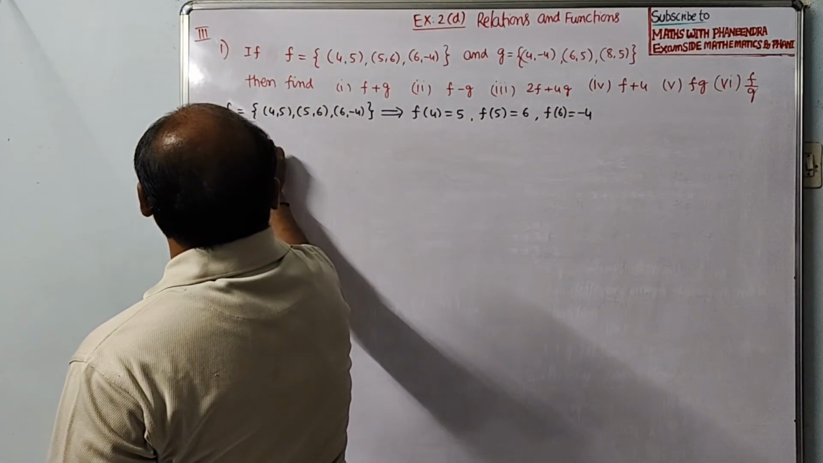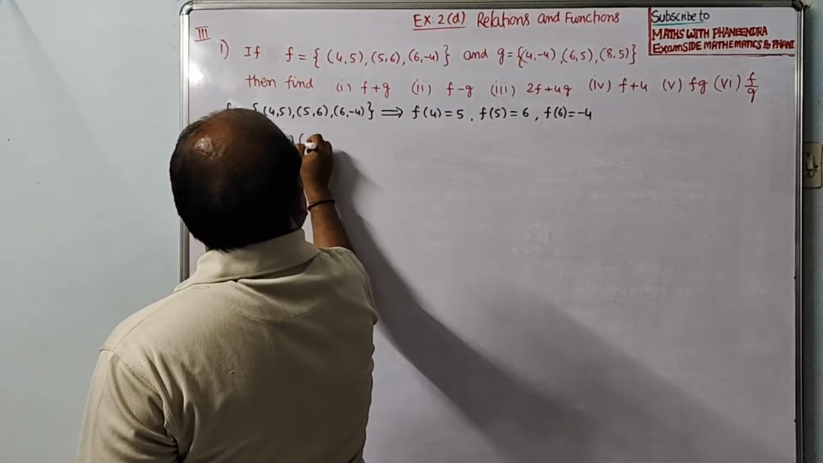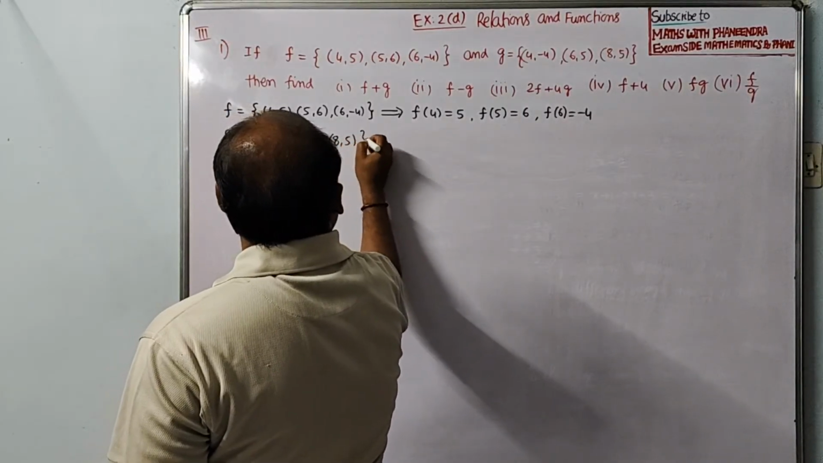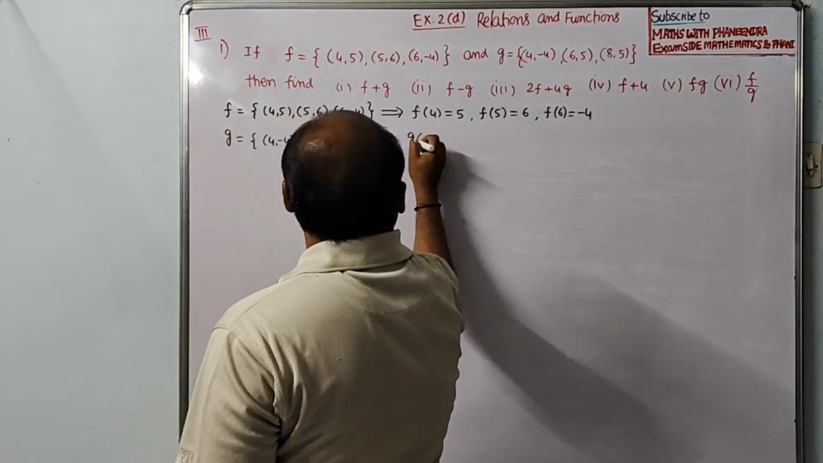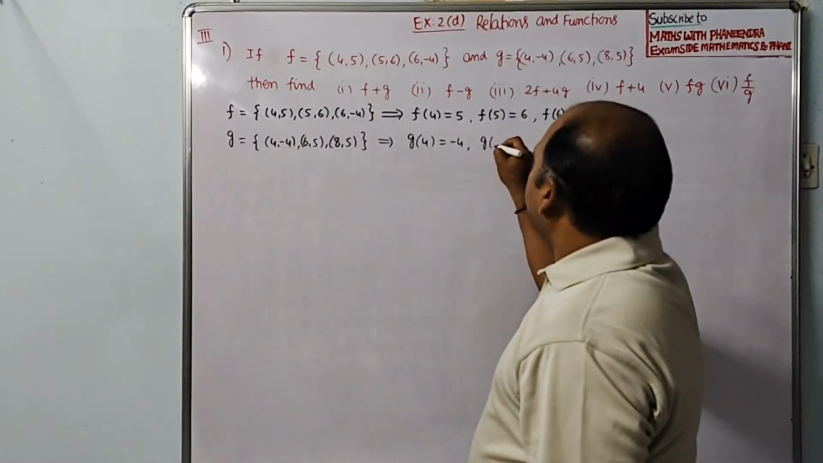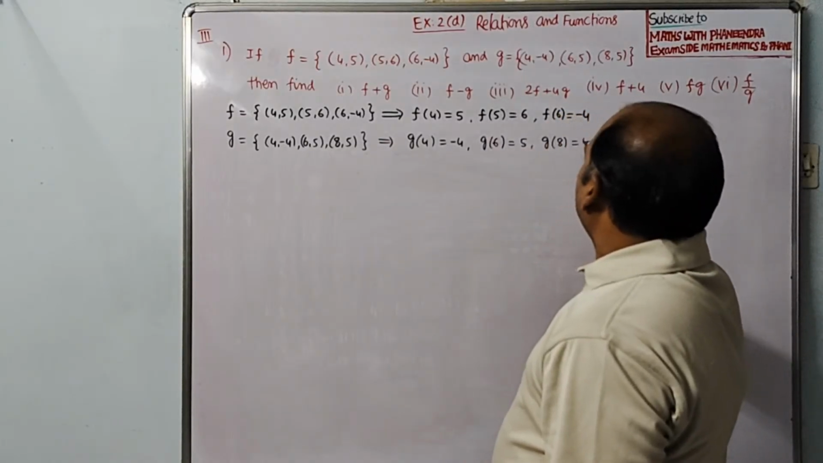g equal to {(4,-4),(6,5),(8,5)}. So g of 4 is equal to minus 4, g of 6 is equal to 5, g of 8 is equal to 5.